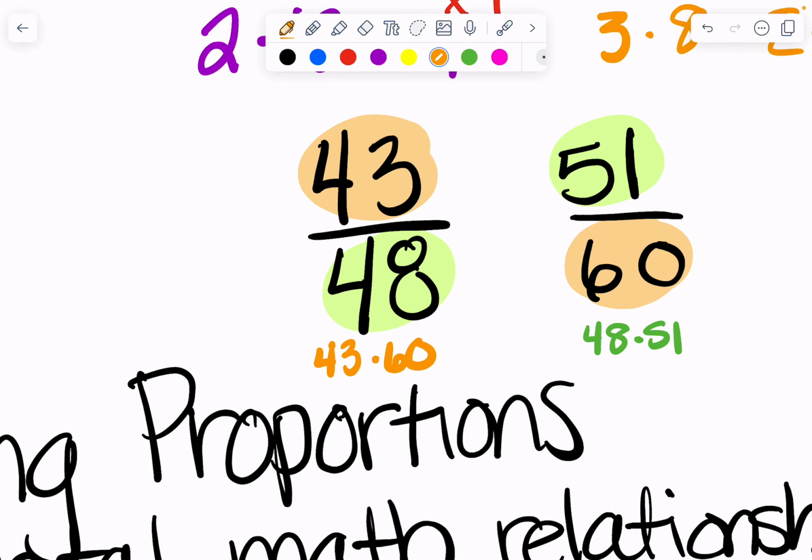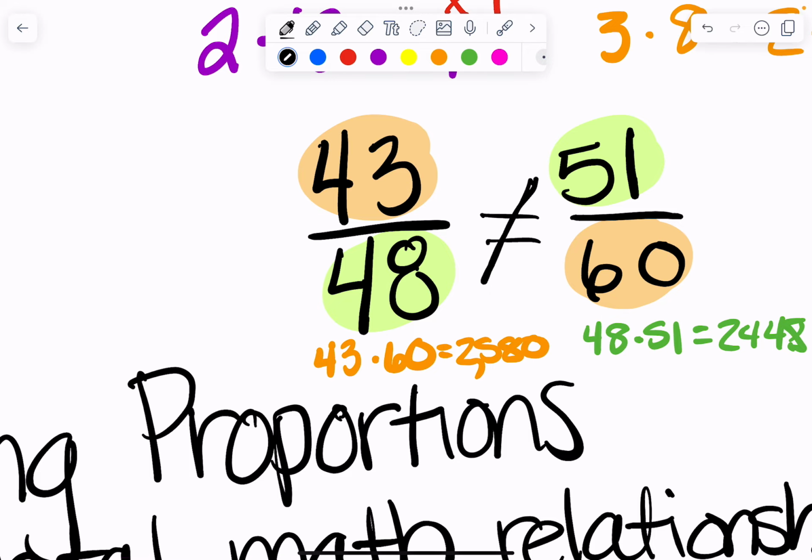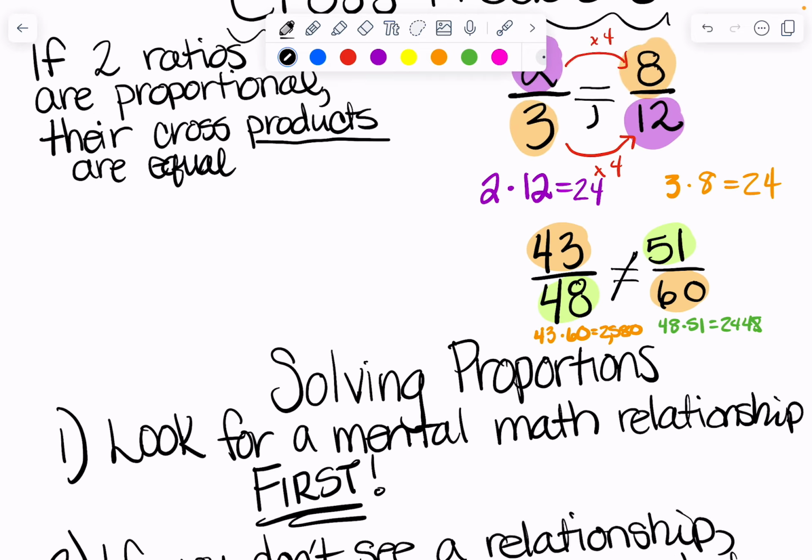And so when I multiply 43 times 60, I get 2,580. And when I multiply 48 times 51, I get 2,448. So their cross products are not equal, which means that these two ratios are not equal as well. Okay, so it's just an additional way that you can decide if two ratios are proportional.